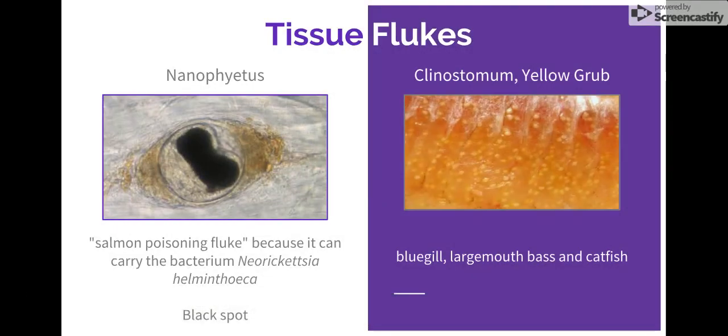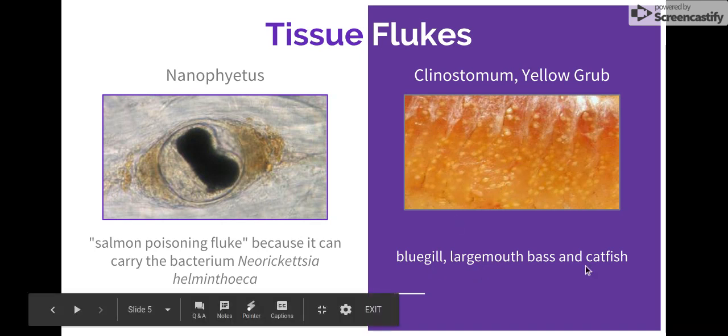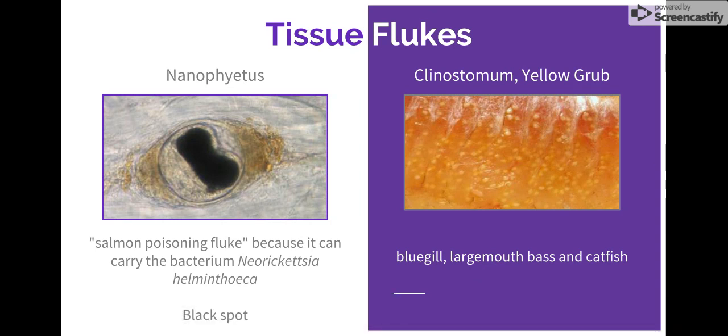And lastly, Clinostomum, which is this yellow grub, is also found in the tissue. It can be seen, again, poking through the skin, but as you can see, that's more fleshiness. And it's a yellowish color, and it's very common in bluegill, largemouth bass, and catfish. So those are warm water species.